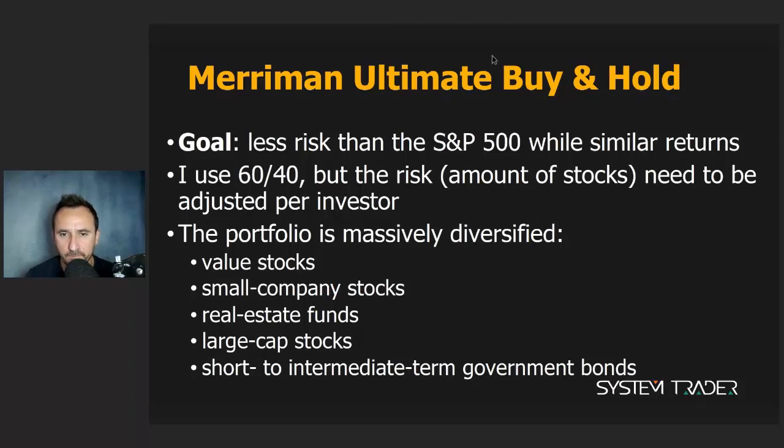And the portfolio is massively diversified. Paul Merriman is really willing to have massive diversification in his portfolio. So we have value stocks, we have small company stocks, we have real estate funds, we have large cap stocks, we have short to intermediate term government bonds.